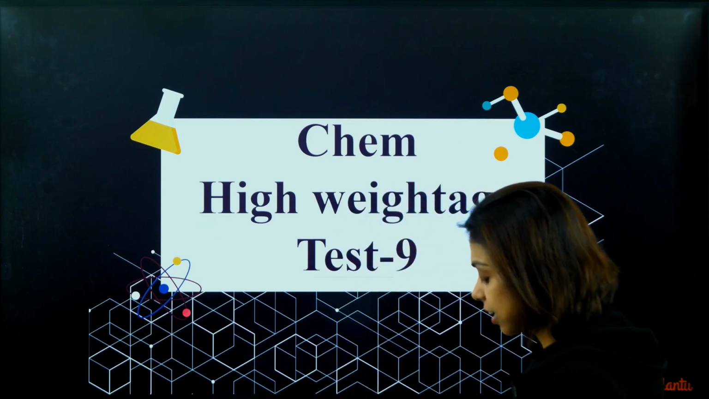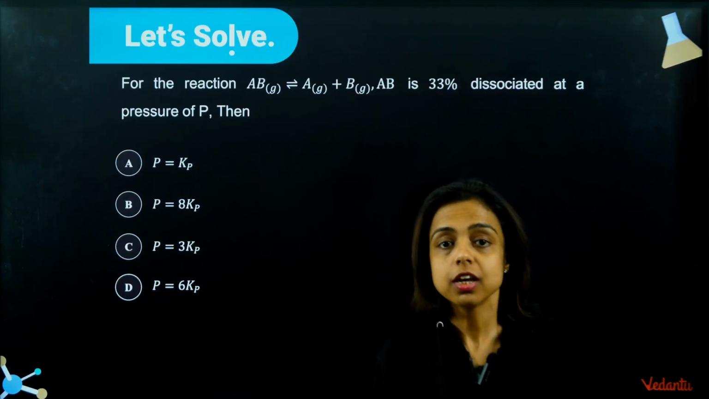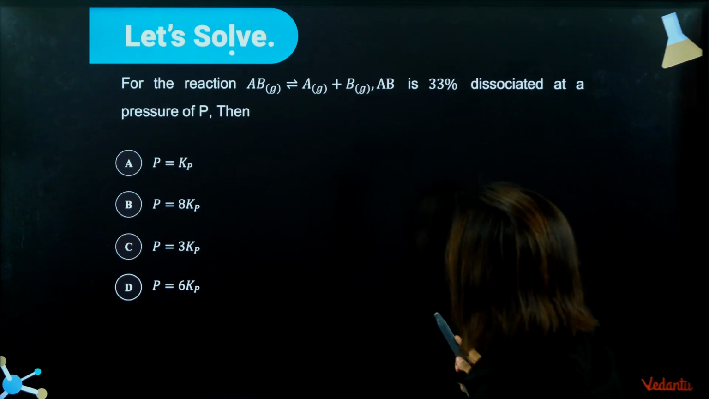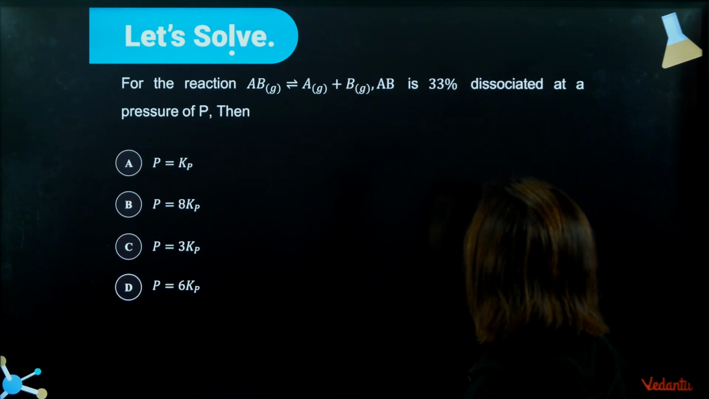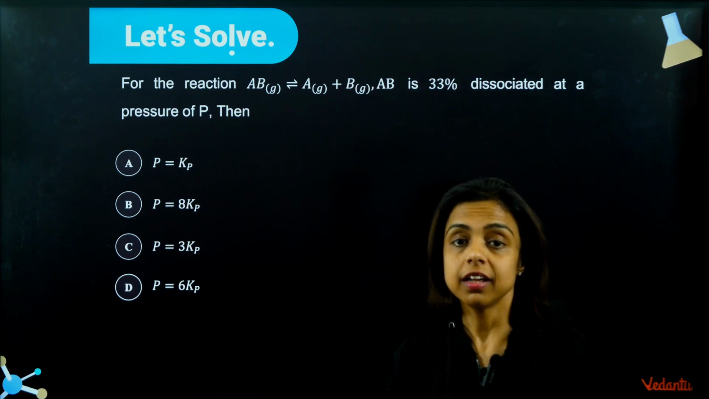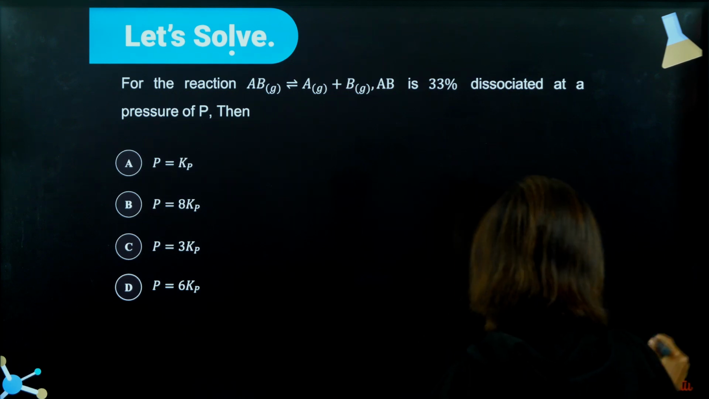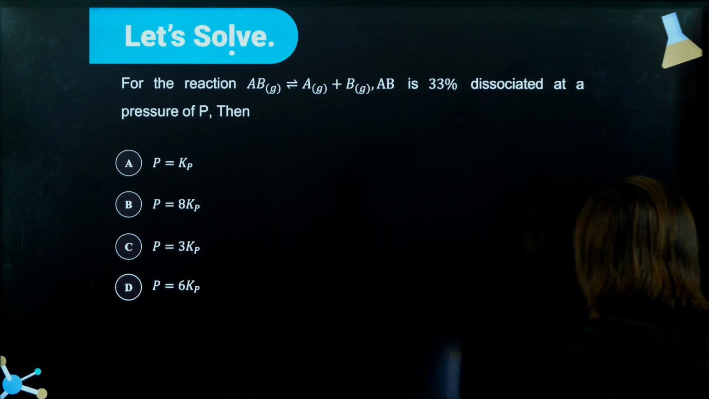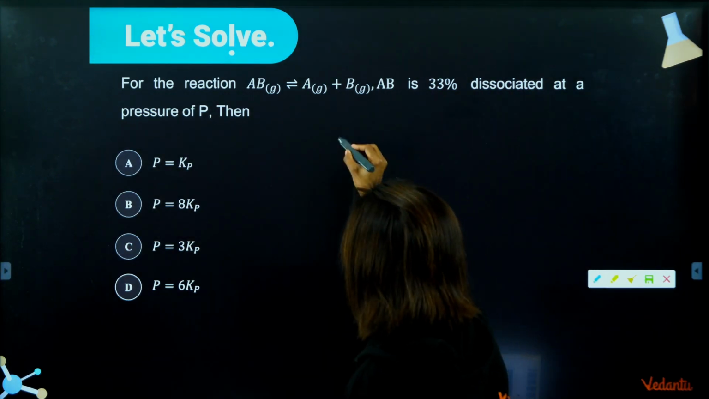So let's start with our first question. The question is, the reaction AB gives A plus B. AB is 33% dissociated at a pressure of P. Then what is the relation between Kp and P for this reaction? So what reaction do we have, guys?